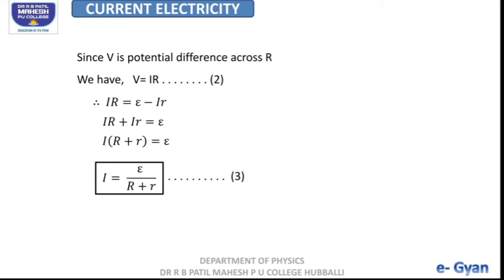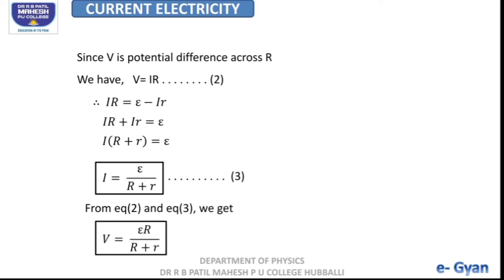Now, from equation 2 and 3, I write V equal to E into R divided by R plus small r. That means even I can express the terminal potential difference in terms of E into R divided by R plus small r. This is the expression for terminal potential difference across the battery, and this is the expression for current flowing through the circuit in a simple electrical circuit.